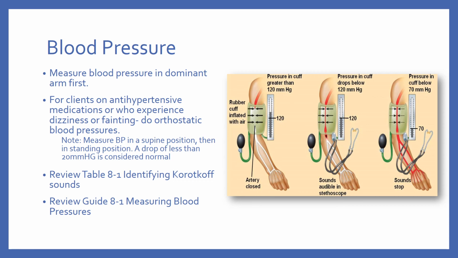Therefore, blood pressure is a measurement of the pressure of the blood in the arteries when the ventricles are contracted, also known as systolic blood pressure, and when the ventricles are relaxed, also known as diastolic blood pressure. Blood pressure is expressed in a ratio of the systolic pressure over the diastolic pressure, and is measured in millimeters of mercury.